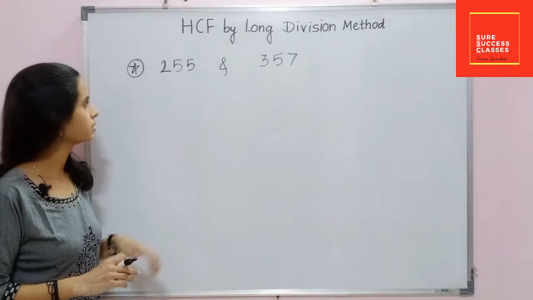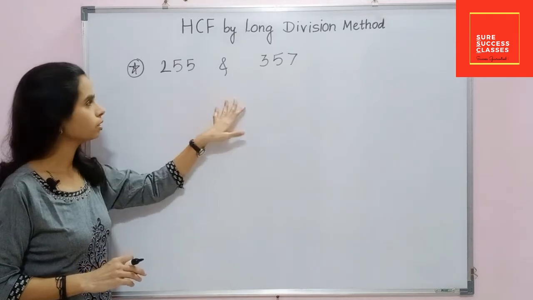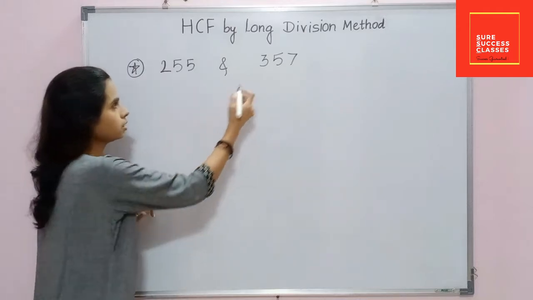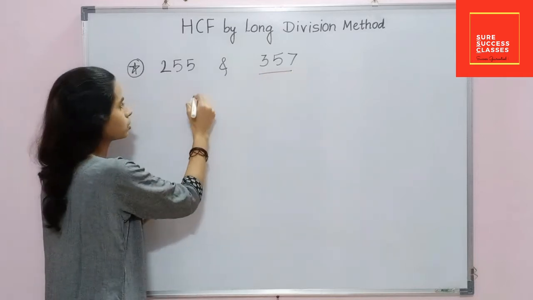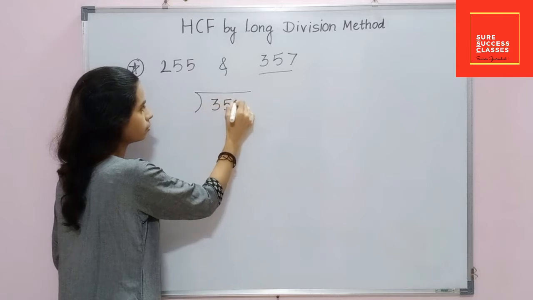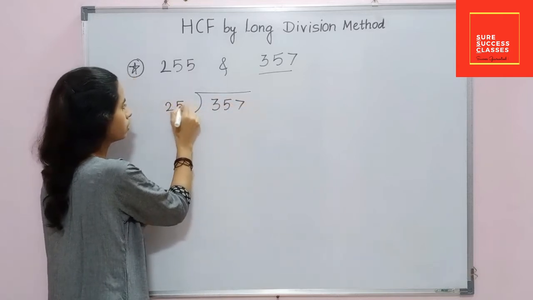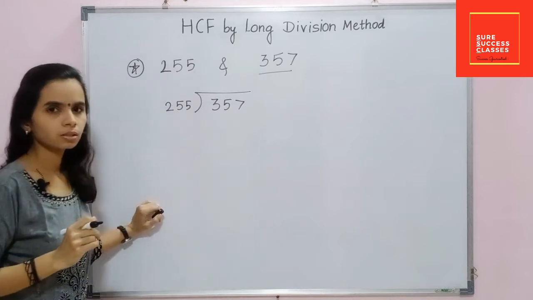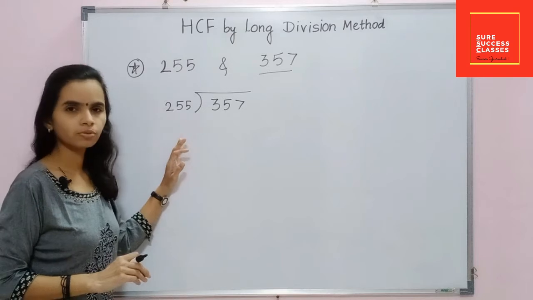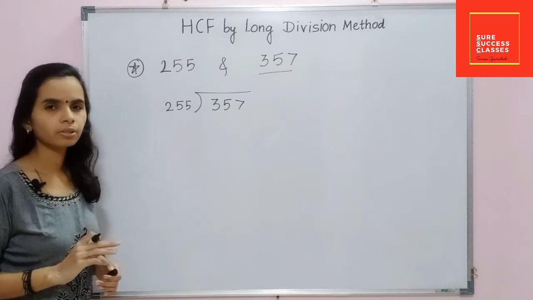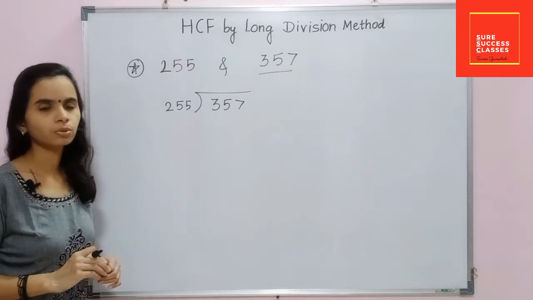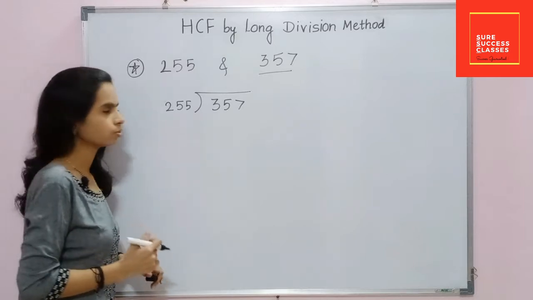Friends, look at this example carefully. There are two numbers and we have to find out the SCF of these two numbers. This is the greater number, so we will divide 357 by 255. It is difficult to solve such divisions, so we will take the help of rounding off. If you have any query about rounding off, I have explained it in my previous video. You may watch that video. So let's go for it.